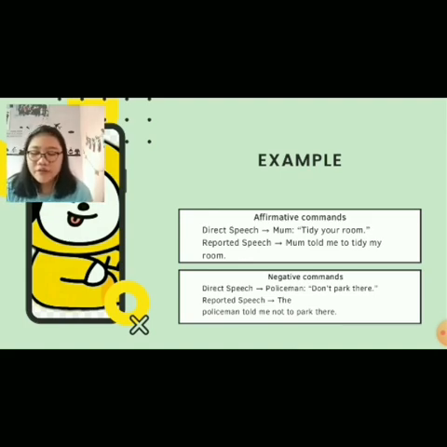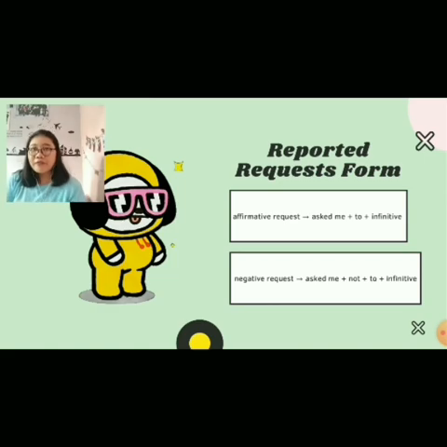Oh, and I want to tell you something. For this verb, we can use other reporting verbs, not only told, but you can use advise, ask, or say. The other reporting verbs, you can use them. Okay. Next is reported request form.